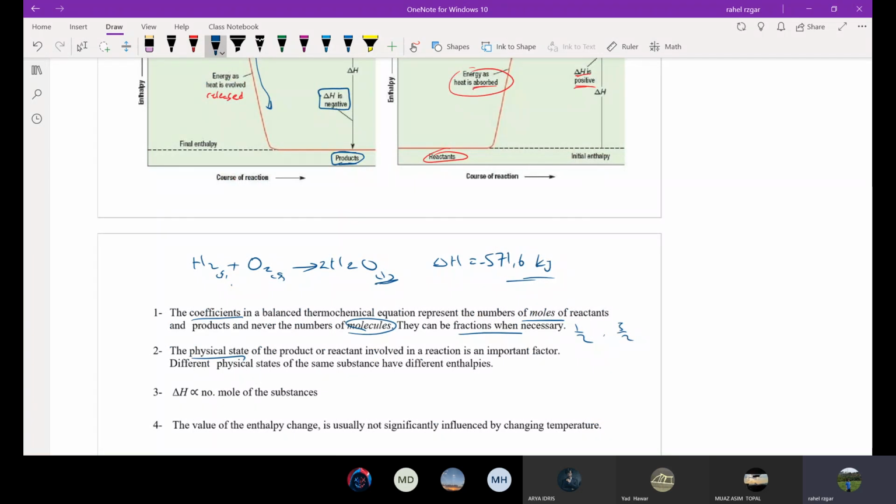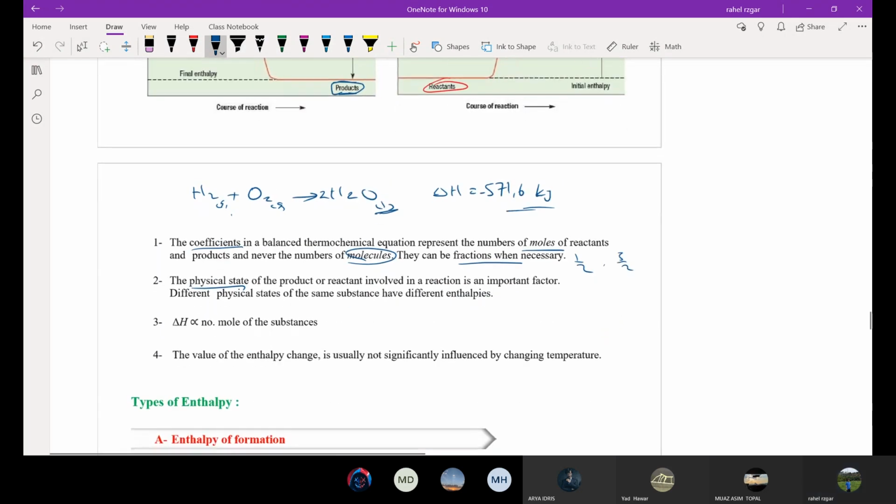Why? Because also changing from one state to another state also involves energy. Sometimes it's absorbed, sometimes it's released. That's why physical states is important. So different physical states of the same substance, even if it's the same substance, but different physical states have different enthalpies.